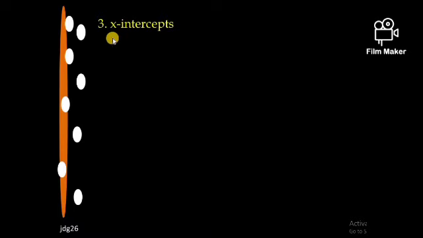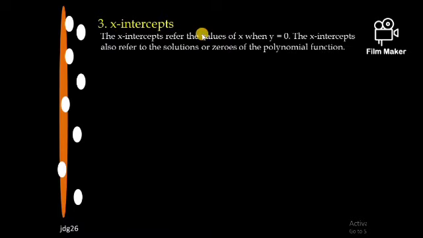Number 3, we need to consider also the x-intercepts. So, ano nga ba ang x-intercepts? The x-intercepts refer to the values of x when y equals 0. The x-intercepts also refer to the solutions or zeros of the polynomial function. So, kung naaalala nyo sa ating previous videos, nagbigay na tayo ng mga paraan how to find the x-intercept or the zeros of the polynomial function. So, balikan na lang natin yung ating videos.